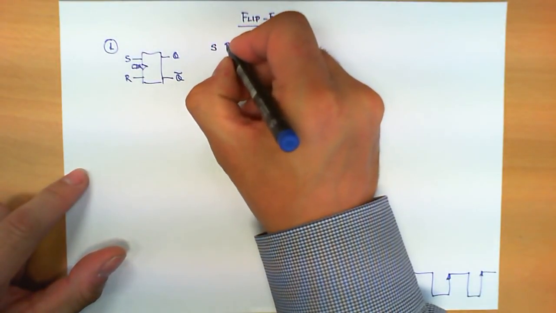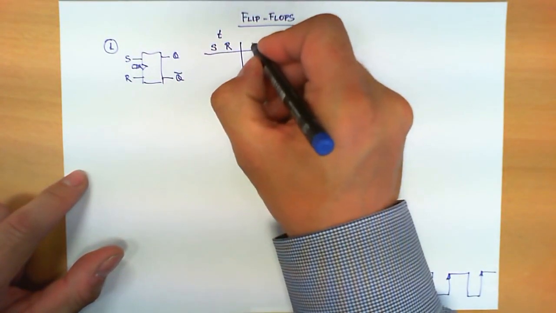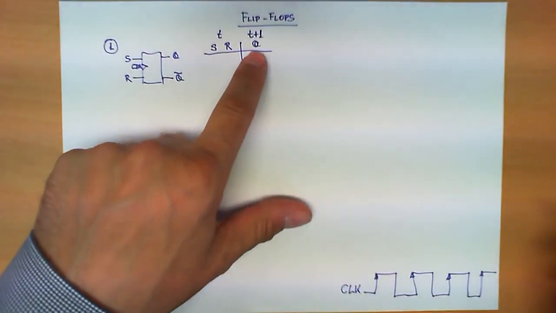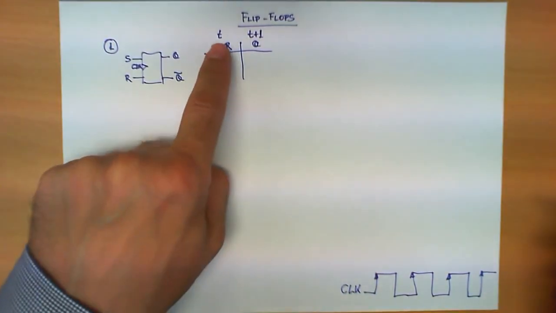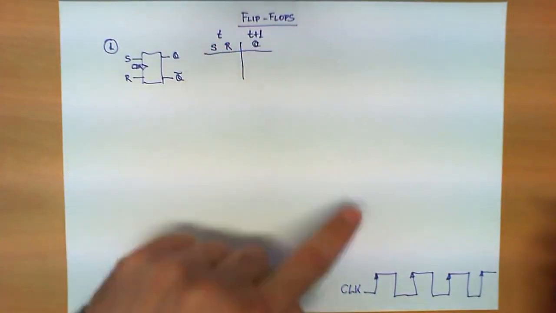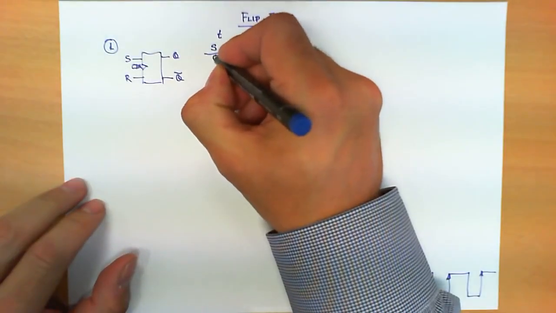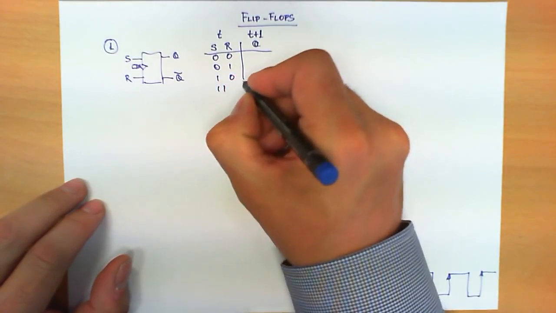So I have the values of S and R at time t, and I want to know what is the value of Q at time t plus 1. I do not write the value of Q bar because I know it's the opposite of Q. And again, this transition from t to t plus 1 takes place when the clock has one of these rising edges. So we have four possible combinations: 0 0, 0 1, 1 0, and 1 1.